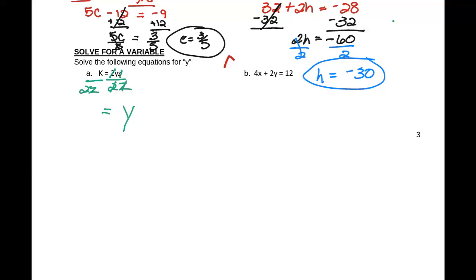Can I simplify that at all? No. So that is your final answer. K divided by 2z. And sometimes it's going to look like that. And that's okay. All right.